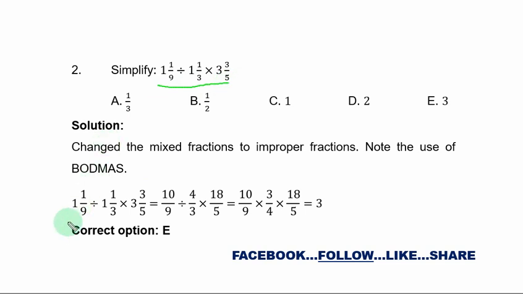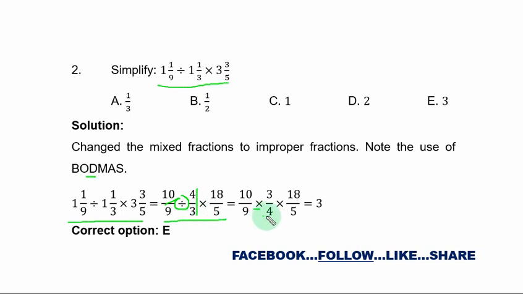Now, this is the given problem. If you convert to improper fractions, you have this result. From the meaning of BODMAS, you need to deal with division before multiplication. Now, when dividing, division sign is changed to multiplication. As you are doing that, the fraction at the right of the sign is inverted.